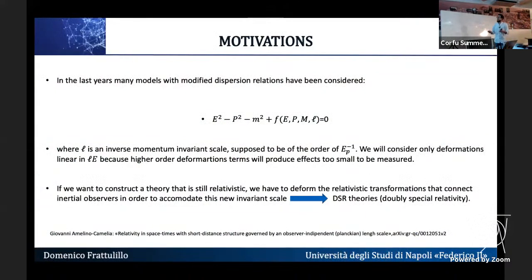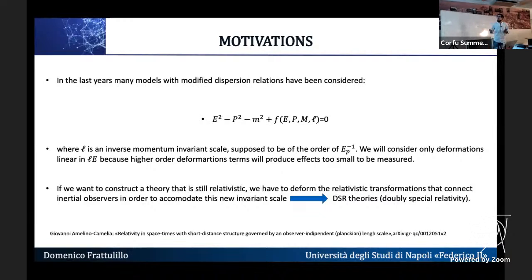So let's start with a brief introduction to DSR theories. In the last many years, many models with modified dispersion relations have been considered. And here I reported an example with F, that is a generic function in principle of the energy, the momentum, and the mass of the particle. And here L is an inverse momentum invariant scale that we suppose to be of the order of the inverse of the Planck energy. In the rest of the presentation, we will consider only deformations that are linear in the product of L times the energy of the particle, because higher order deformation terms will produce effects too small to be measured.